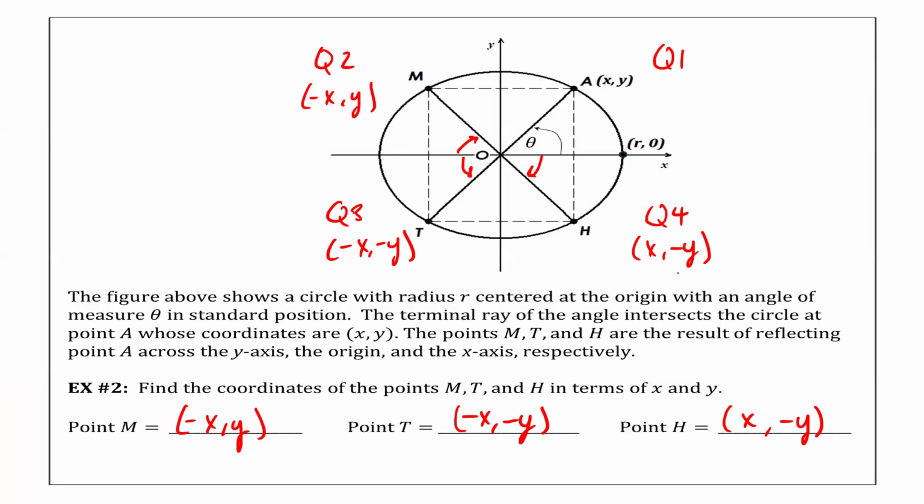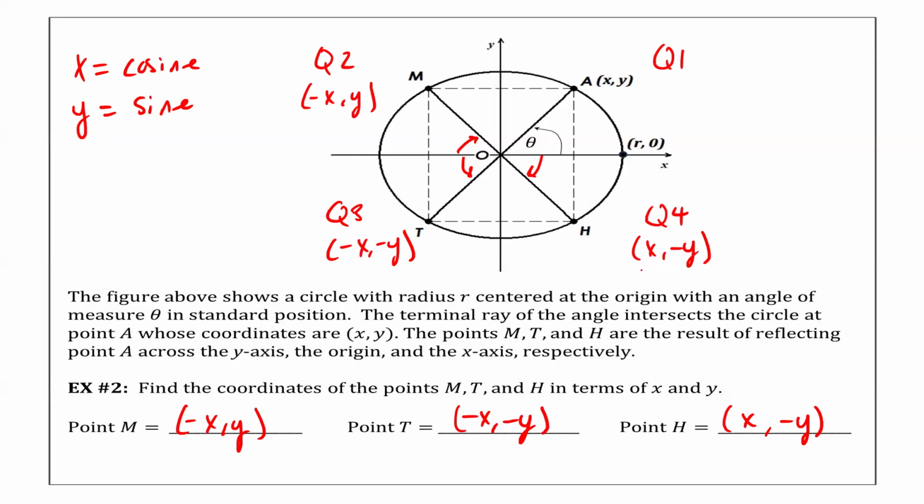Okay, this is important because when we talk about X's and Y's, we're going to start talking about X's and Y's being sine and cosine. Does that make sense? Okay, so our X is going to represent our cosine, and our Y is going to represent our sine. So by understanding where X's and Y's are positive and negative, we understand where cosine and sine are going to be positive and negative. Does that make sense? So in quadrant 1, both are positive. In quadrant 2, only sine is positive. In quadrant 3, both are negative. In quadrant 4, only cosine is positive.